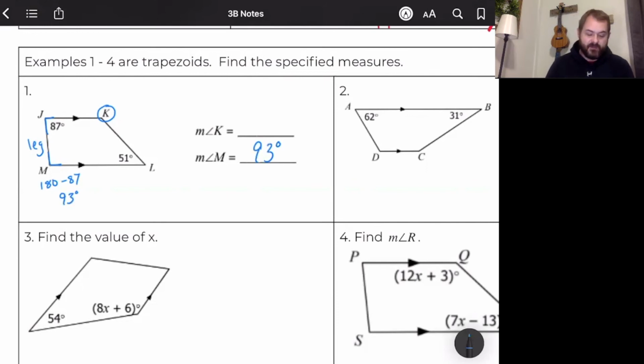When I need to find the measure of angle K, though, I'm going to use angle L, because those are supplementary. So the measure of angle K is 180 minus that 51 degrees, which would be 129 degrees. Okay, so remember, angles that share a leg, meaning the ones that don't share the bases, they are not side to side along the parallel line markings from each other. They share a leg. Those are supplementary.